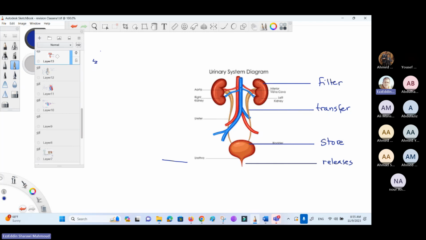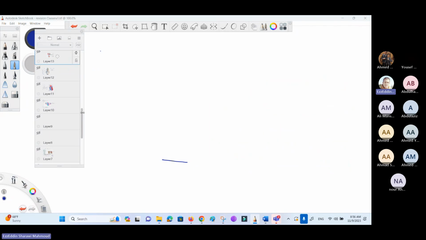Okay. By the way, we should mention now that the muscles that push the urine into the ureter are smooth muscles, and also the muscles that allow the urinary bladder to expand, and after that to contract to push the urine outside, are also a type of smooth muscle. Also, the urethra is lined with smooth muscles. It's okay. Now move to another layer.